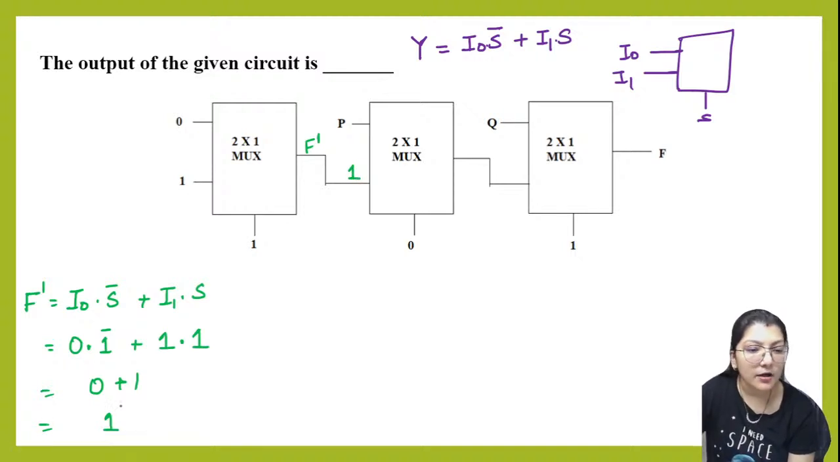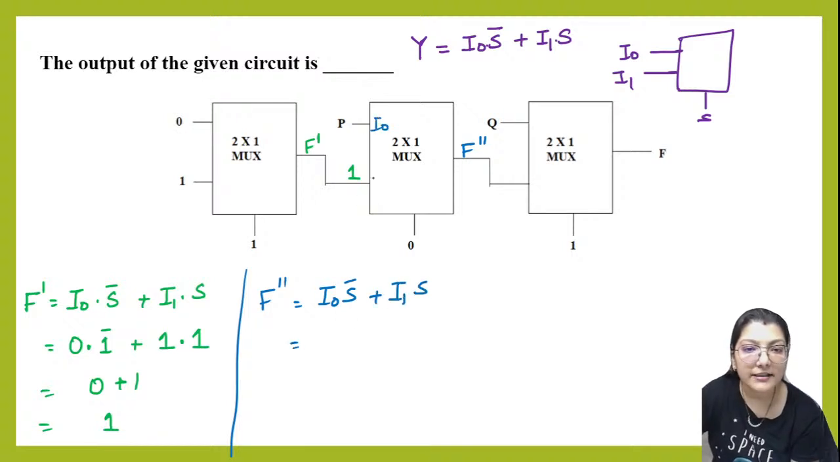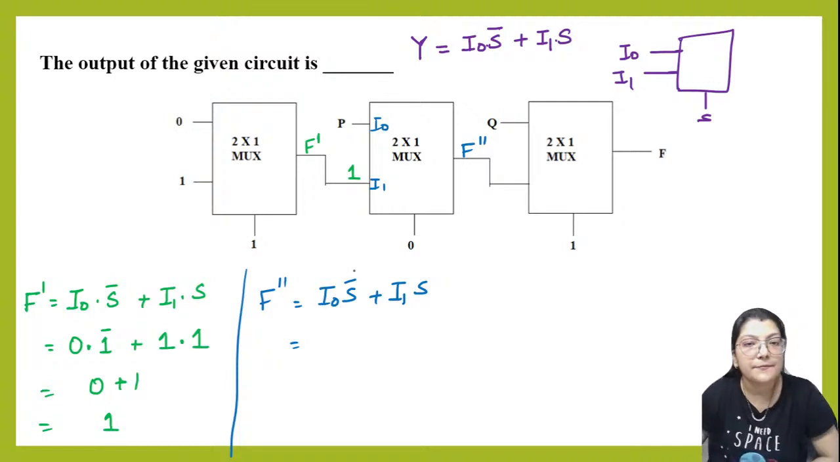Now let's talk about F double dash. What will be F double dash? That is the second multiplexer. So this will be again I naught S complement plus I1 S. What is I naught? I naught is always connected to the first line, if they have not mentioned otherwise. So this will be P dot 0 complement plus 1 dot 0.